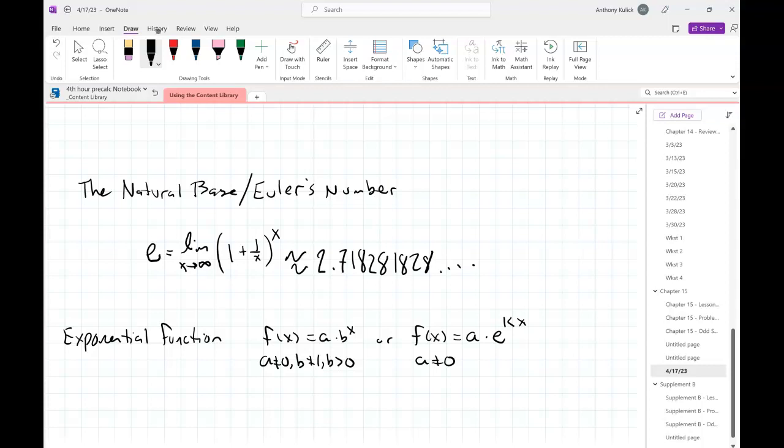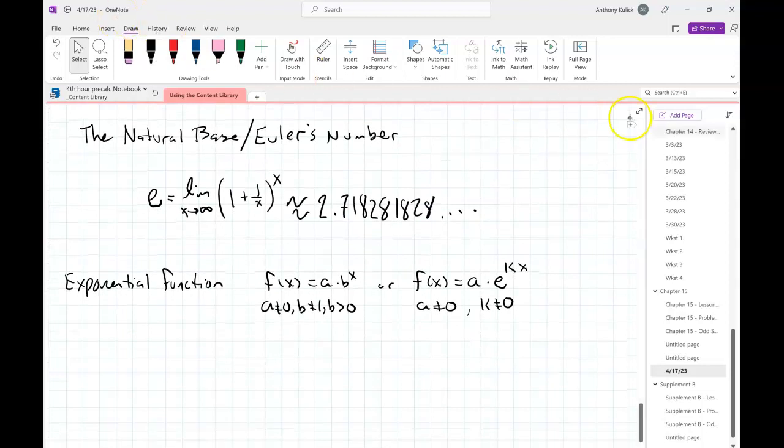Here, we fixed our B to really be E and added this extra component in the exponent, K. There is a restriction we have to place on K, though. What is that restriction going to be? K cannot be 0. Why is that going to be a problem? Because that'll just turn into e to the 0, which is just 1, and then we're back to a constant function, right? Okay.